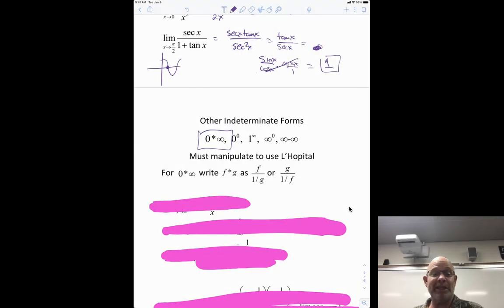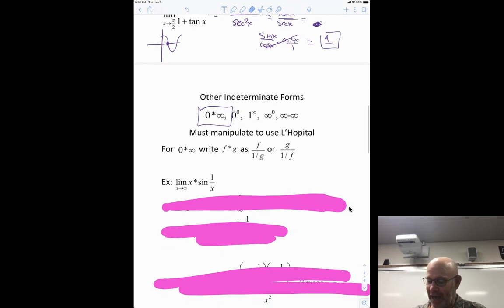Whichever way we choose, it's either going to be 0 over 0 or infinity over infinity. So here's a little example here. We've got x times sin x. Let me just go through a process here. The first thing you should always do is just plug it in and see what happens.